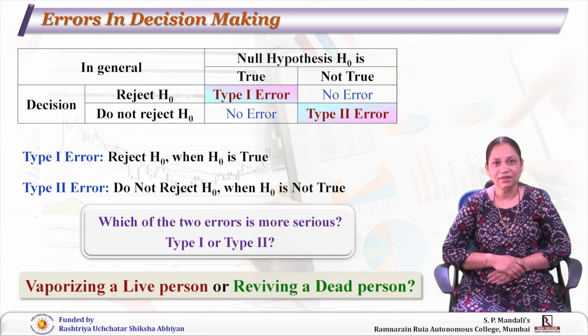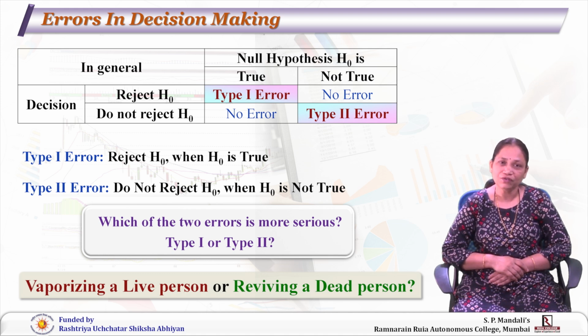Hence, in general, we have rejecting H0 if H0 is true, giving rise to error, and retaining H0 when it is not true, also giving rise to error. These are called as type 1 error and type 2 error. Type 1 error is defined as error occurred when we reject H0 though it is true, and type 2 error occurs when we retain H0 though it is not true.